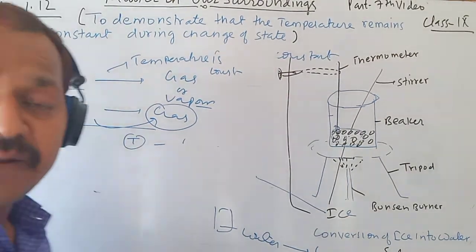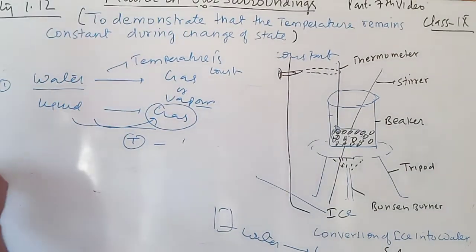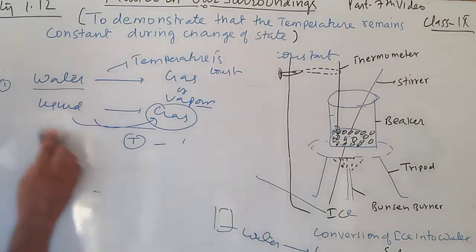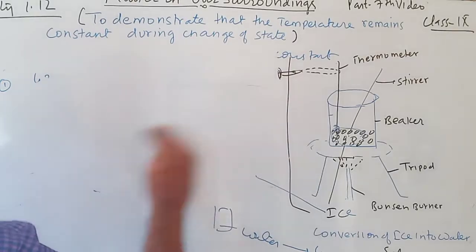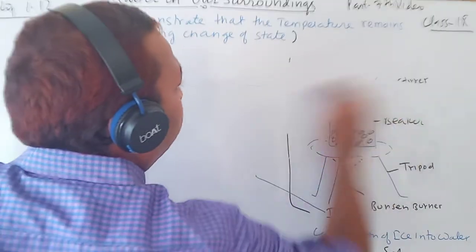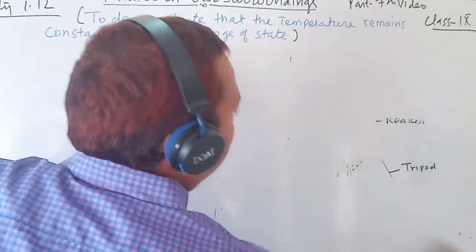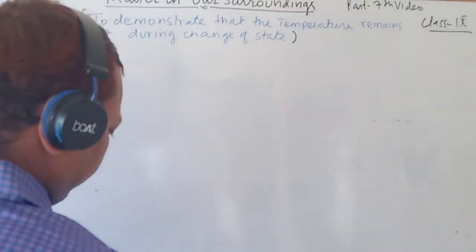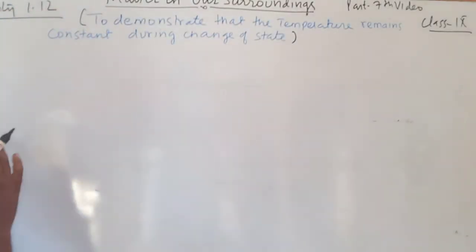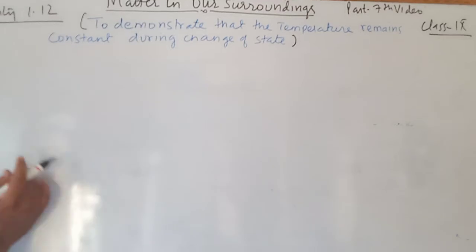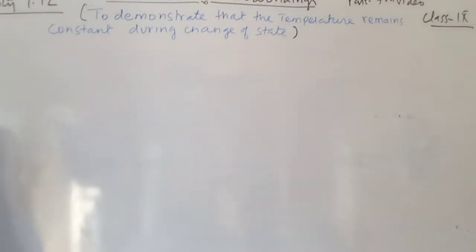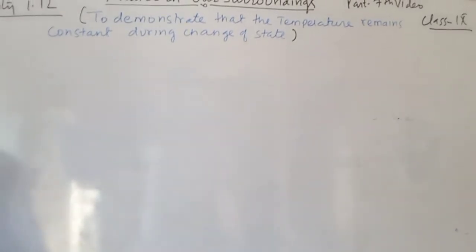Now what is the conclusion, children? The conclusion of this experiment is very simple. Two things are very important here: latent heat of fusion and latent heat of vaporization. Now the conclusion of this activity.